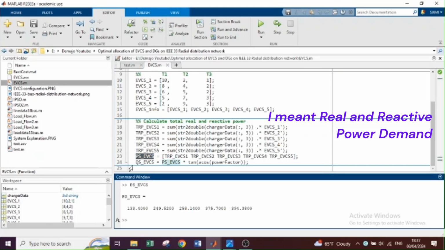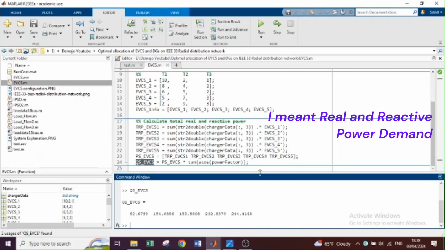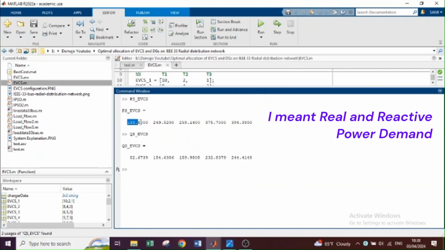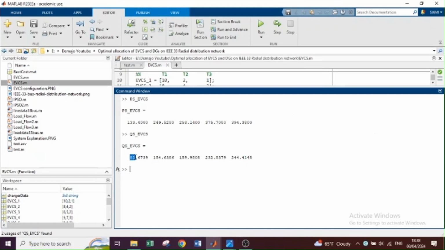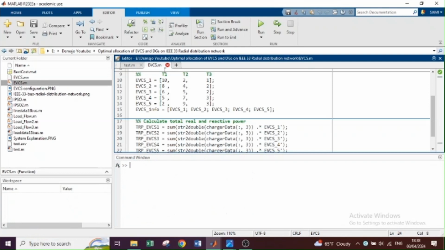By running the third section and looking at the PS_EVCS, we can see the real power data, and we can also check out the reactive power. 133.4 kilowatts is the power for the first charging station, with a reactive power of 83.6739. The real power and reactive power of the other charging stations are also calculated and determined here. The configuration of the EV charging stations in this project is the same and is not changed. Let's clear the command window and go to the test file.